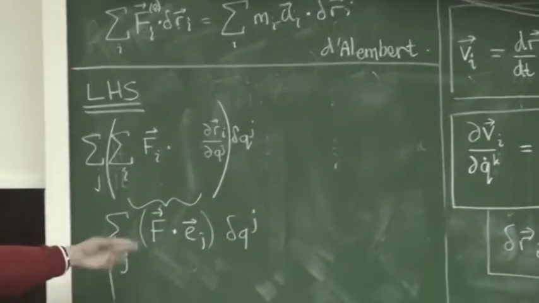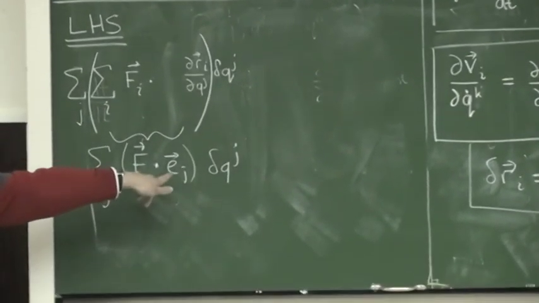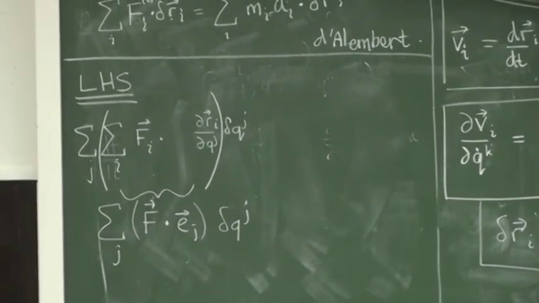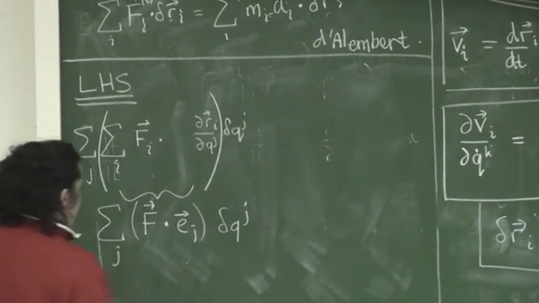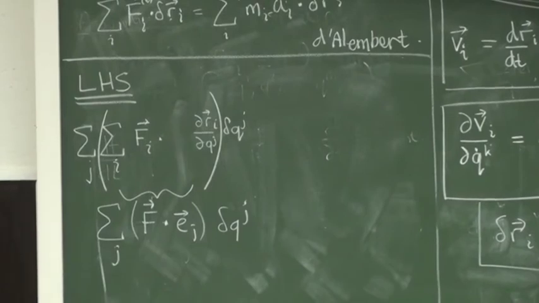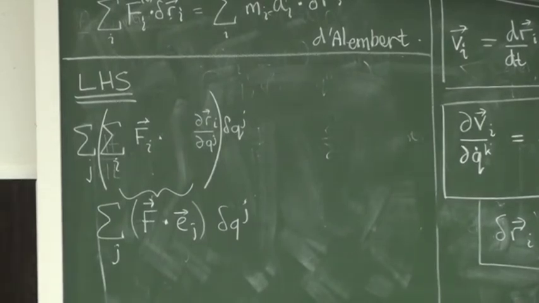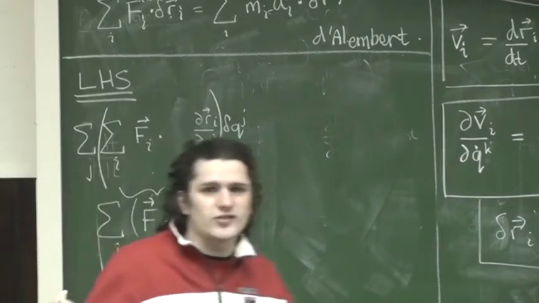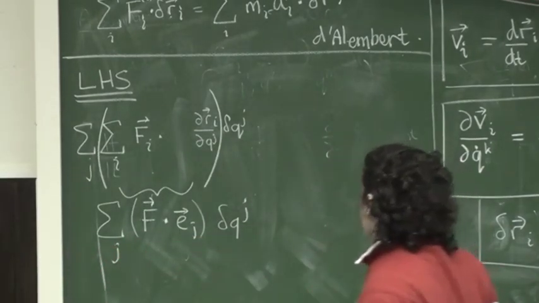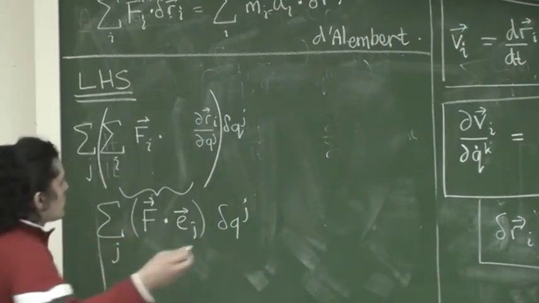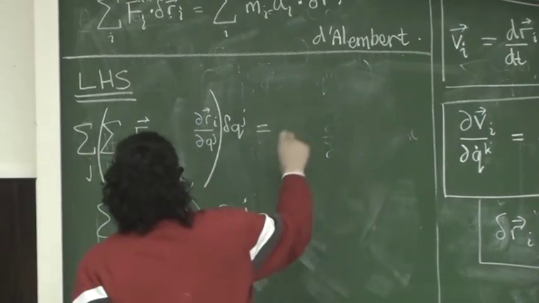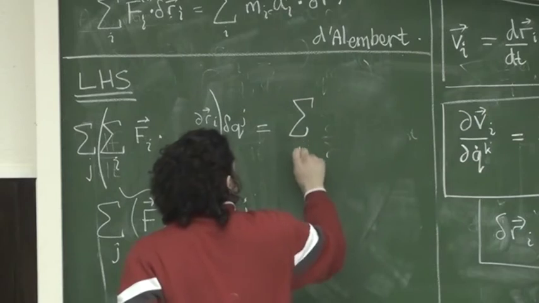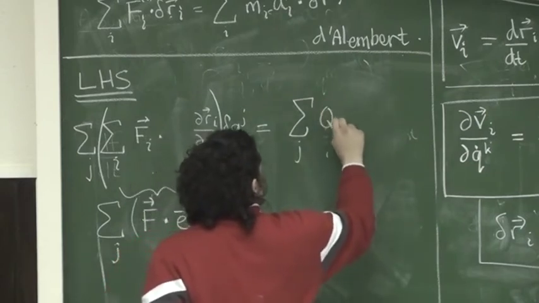F dot ej, it's just notation, right? When I say f dot ej, I mean that. And it's also known as qj. Remember, we did this in polar coordinates. We had qr and q theta, the generalized covariant components of force in the j direction. So, in short, I can write this whole thing out as the sum over j of qj delta qj.